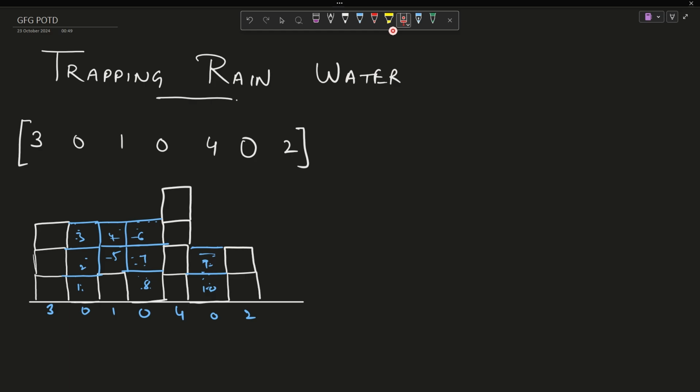So we are going to solve the problem trapping rainwater today. So what is the problem saying? The problem is saying that you have been given an array, and this array is representing heights of the buildings.